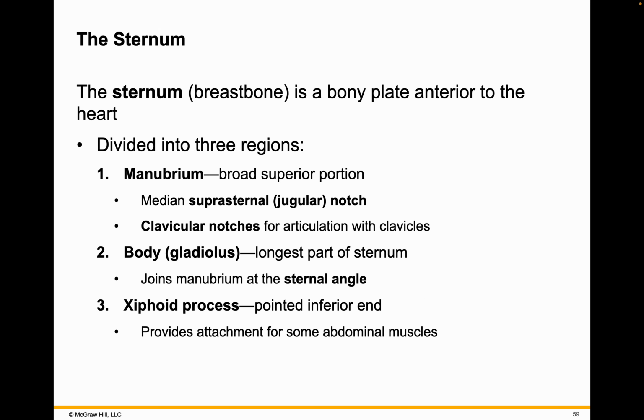The sternum is a bony plate anterior to the heart, which is divided into three regions: the manubrium, the body, and the xiphoid process. The manubrium is the broad superior portion. It has the median suprasternal notch, more commonly referred to as the jugular notch, and the clavicular notches for articulation with the clavicle bones. The body is the longest part of the sternum. It joins the manubrium at the sternal angle. And then if you've taken CPR, I'm sure you've heard of the xiphoid process, which is the pointed inferior end, again, an anatomical landmark used when you are administering CPR. But in reality, it's an attachment site for abdominal muscles.